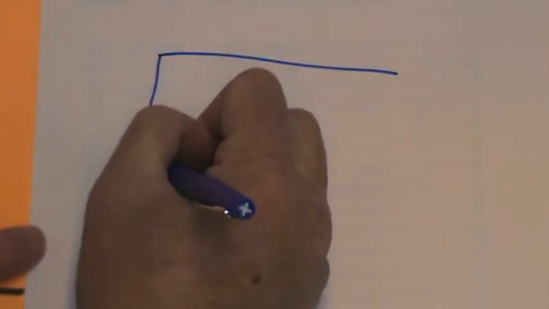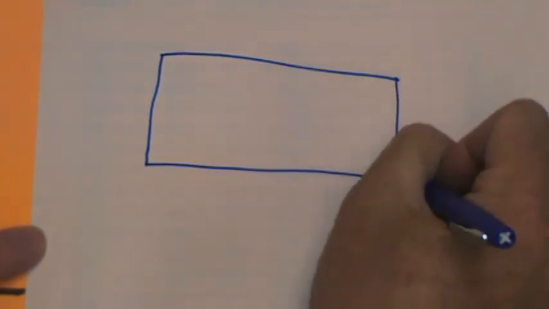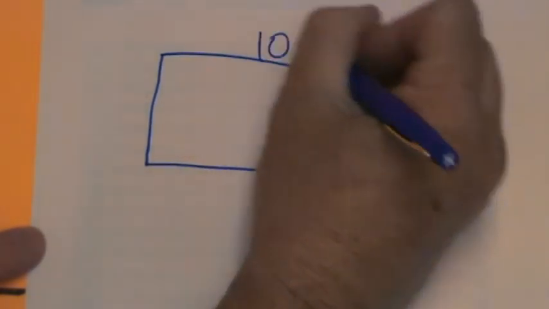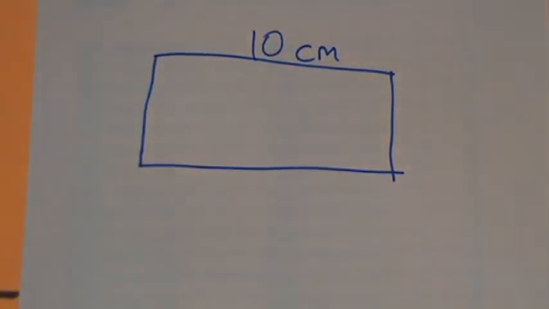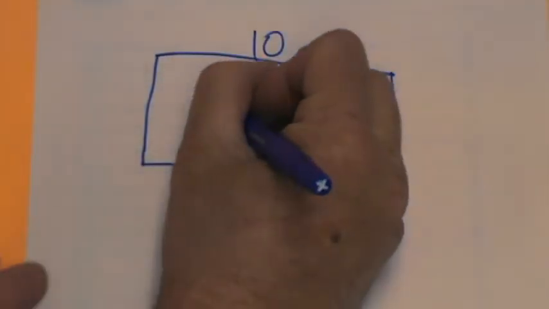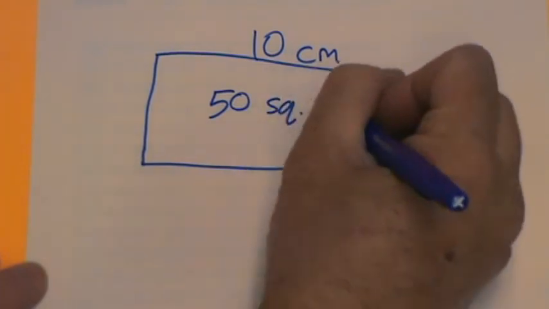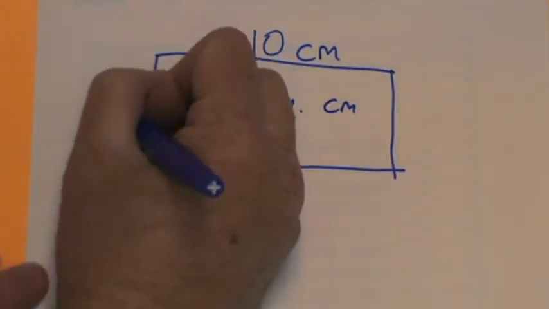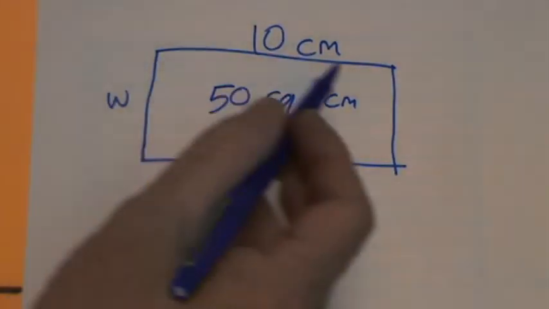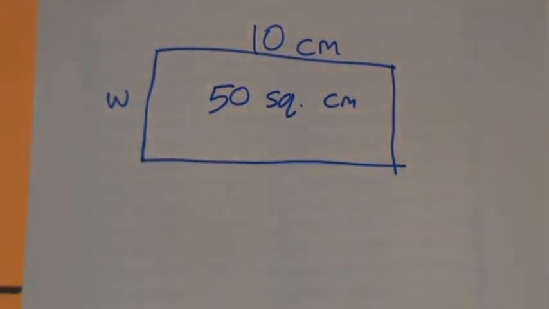You still working? Yes, you are. Okay, this is another guessing game, but this time we're guessing with the area and not the perimeter. This is 10 centimeters. I told you we would start using units of measurement. Inside is 50 square centimeters. What we don't know is the width, okay? We got the length. What's the width?